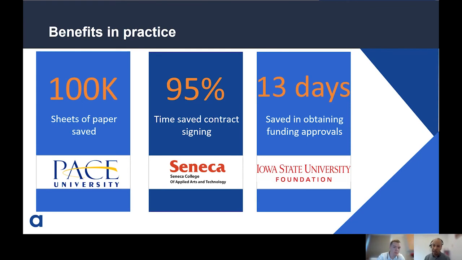And again, in the final example, I think the job-specific benefits could be huge here. So Iowa State University Foundation are a charitable body that are linked to Iowa State, and they simply obtain funds.